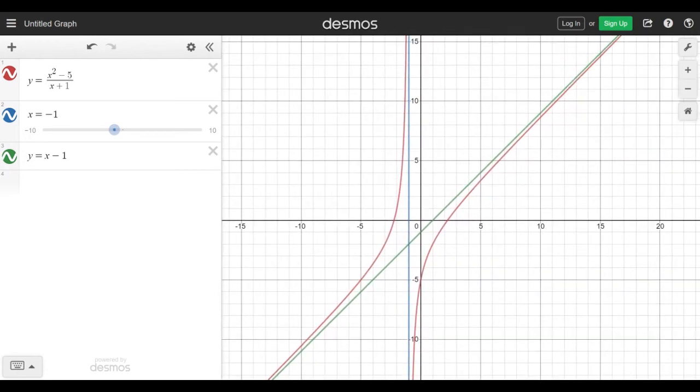Okay, so those are the three. That's finding the asymptotes: vertical, horizontal, and slanted or oblique. So just follow those rules and then double check your answer by graphing.